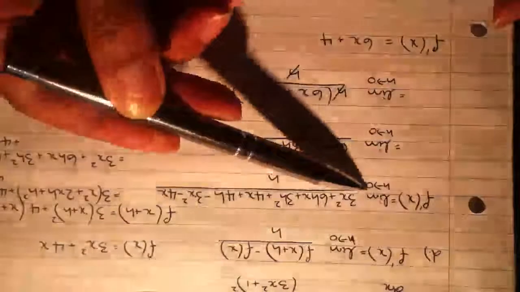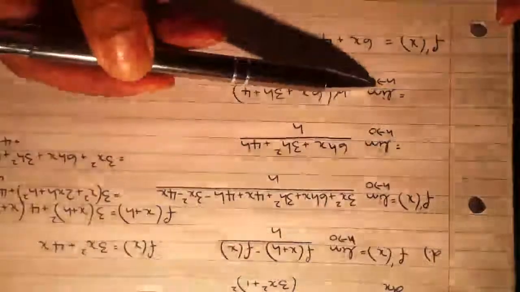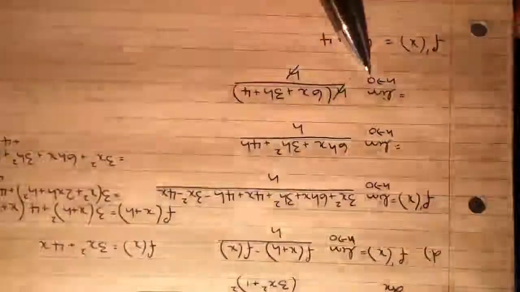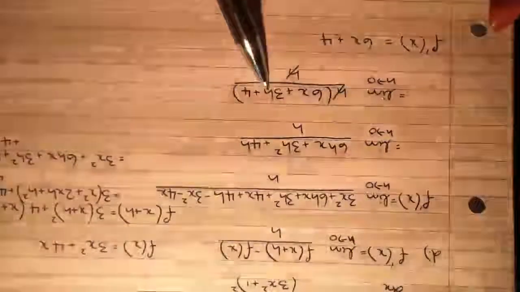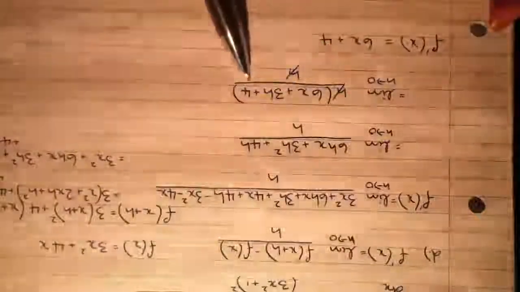Notice that we haven't taken away this limit the whole way through because we haven't dealt with that until this stage. So what is the limit as h tends towards 0? If h is going towards 0, that's going to be 3 times 0, that's nothing. We're left with just 6x plus 4.